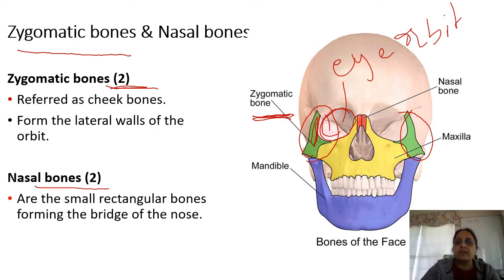Next is the nasal bones. These are also paired structures. If you see this particular bridge-like structure, small rectangular bridge-like structures, these are called nasal bones. They form the bridge of the nose.